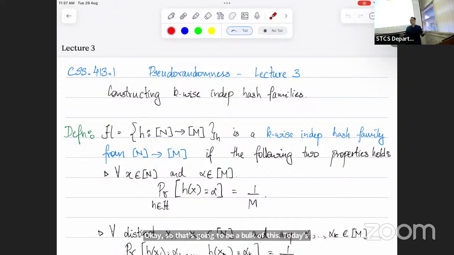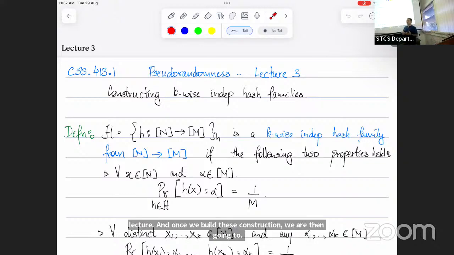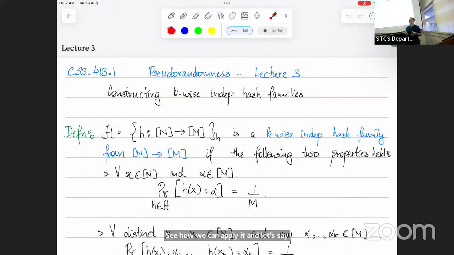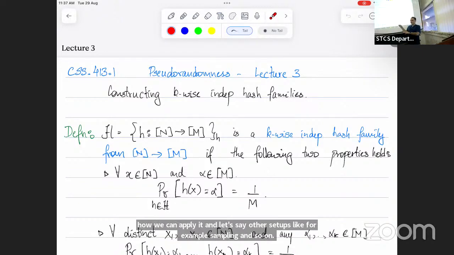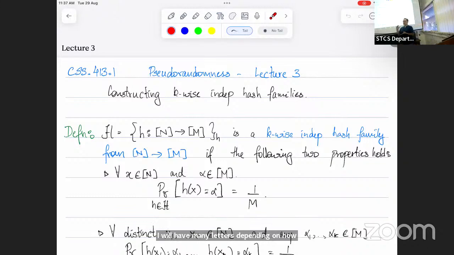And once we build these constructions, we are then going to see how we can apply them in other setups, like for example, sampling and so on. Depending on how much time we have left in today's class, I might do a little bit of this, but then push the rest of the discussion to the next class.